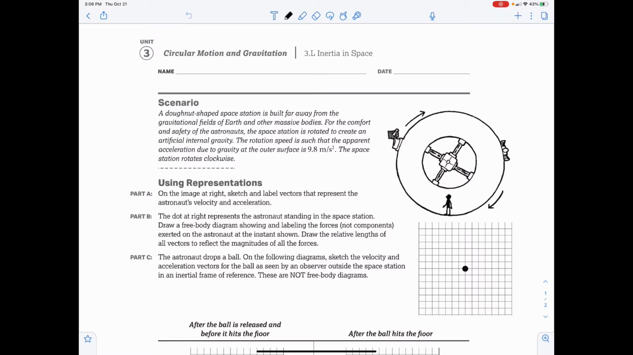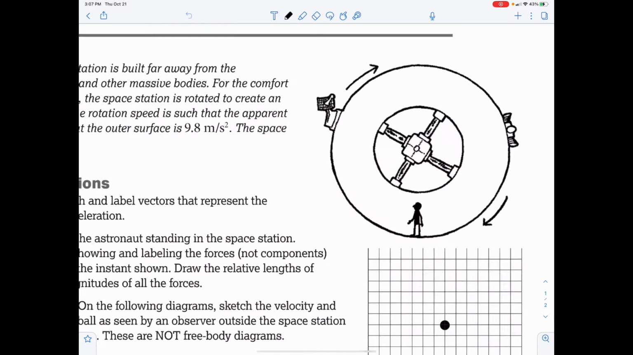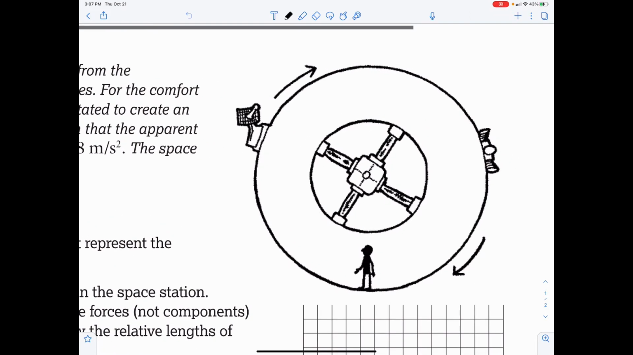On the image to the right, sketch and label the vectors that represent the astronaut's velocity and acceleration. Well, if you recall, velocity is tangent to the circular motion, while acceleration is centripetal, pointing to the center.